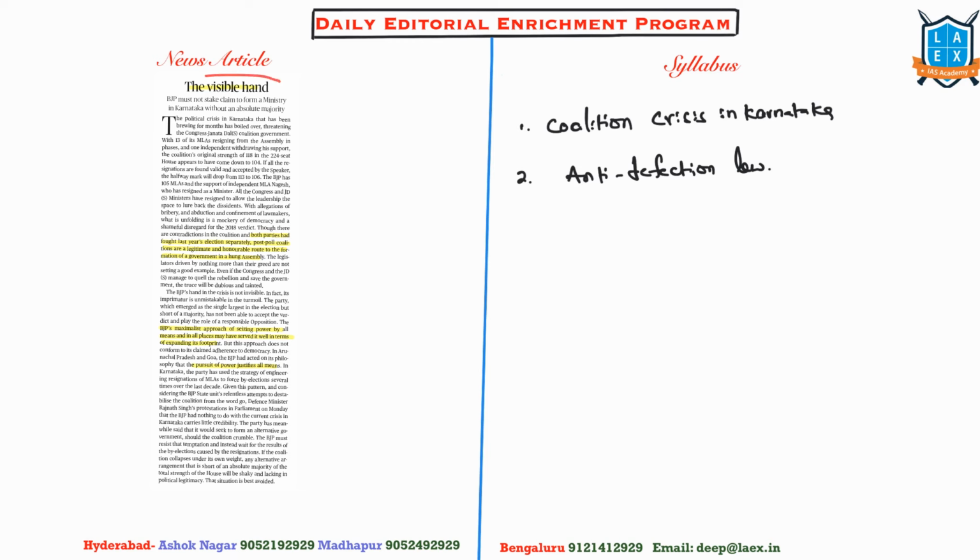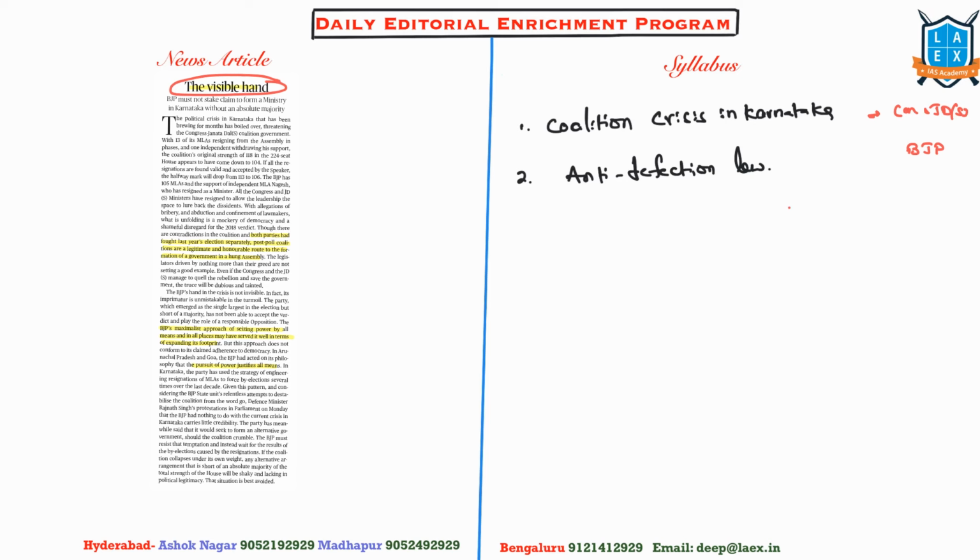The next is the visible hand. So this is about coalition politics. A coalition government is in power in Karnataka, which is made up of Congress and JDS. And another powerful party over there is the BJP. This BJP emerged as the single largest party in the elections, but the coalition which had sufficient numbers was invited to form the government.